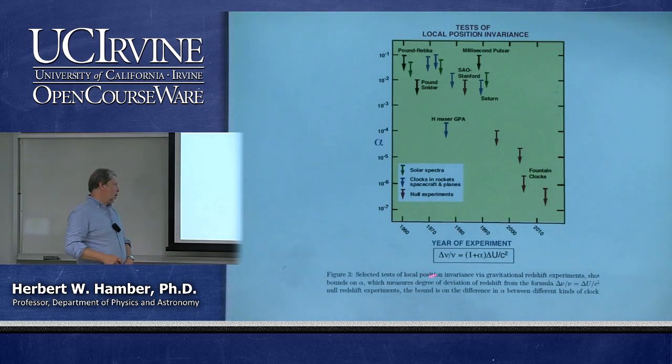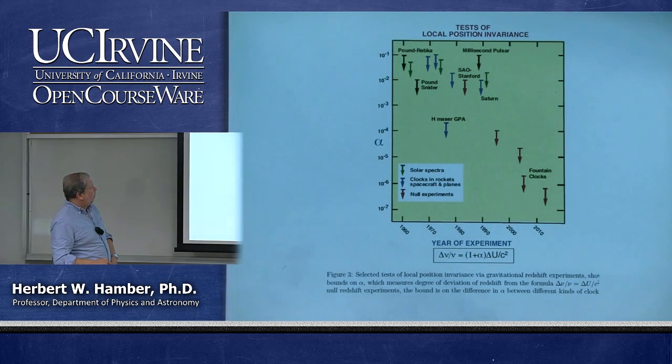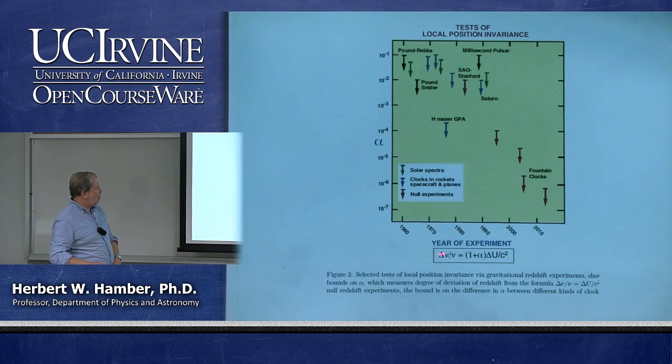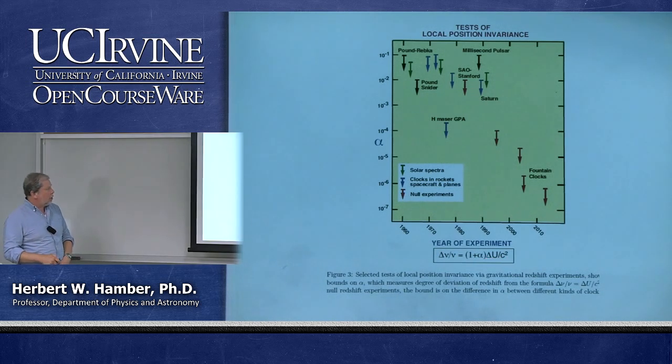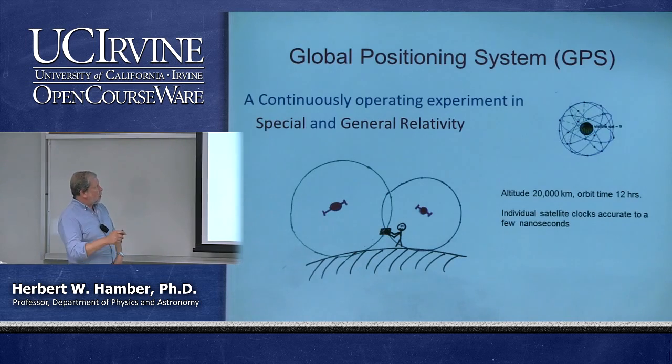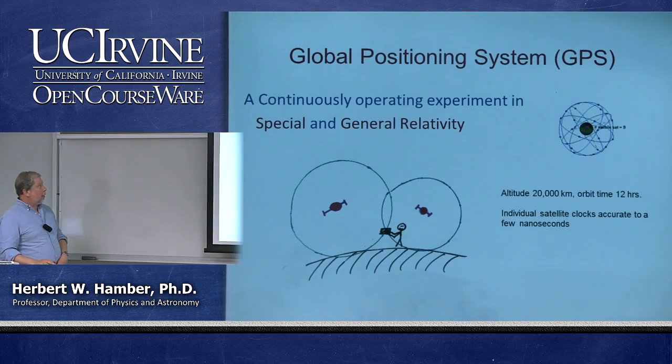So it's referred to as local position invariance. And so you can, actually this is a different thing. This is testing whether the gravitational redshift depends on the potential the way we just discussed. So actually this comes later. I was thinking about something else that I'm going to talk about later in the lecture.